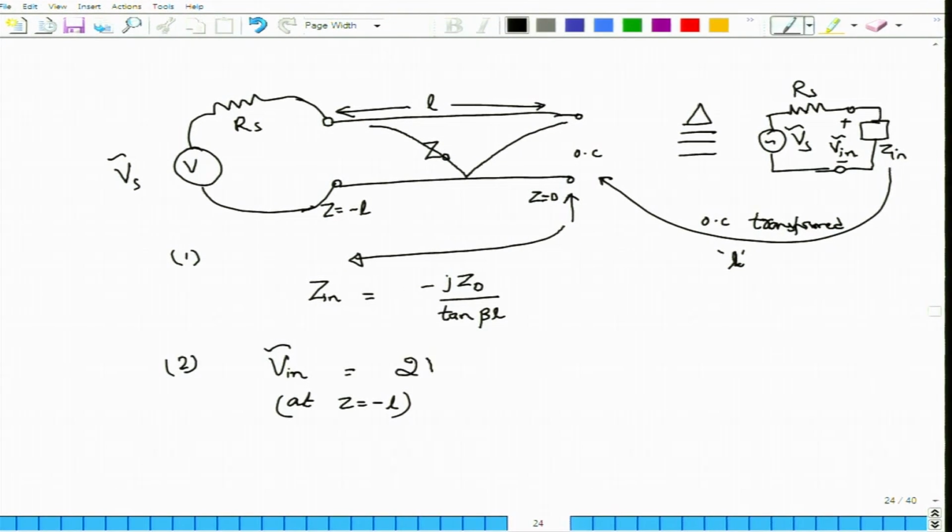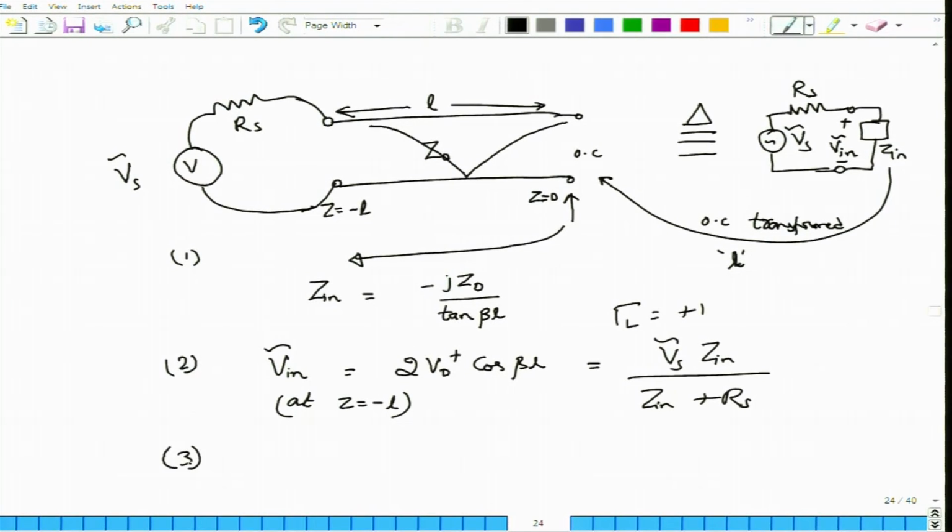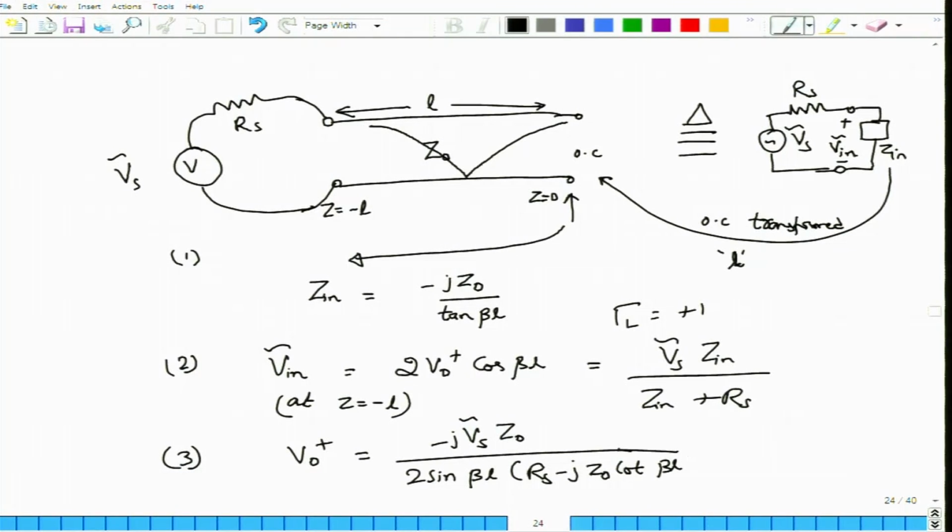So, this Vin is given by 2 V0 plus cos beta L. I hope you are not wondering why I got this expression. Here gamma L is equal to plus 1, gamma L being the load reflection coefficient. Now, equating the voltage Vin with the equivalent circuit, I get Vin equal to Vs bar Zin divided by Zin plus Rs, correct. You can solve this. I will leave this solution as an exercise for you to verify and get V0 plus as minus j Vs bar Z0 divided by 2 sin beta L times Rs minus j Z0 cot beta L. Cot is nothing but 1 by tan. Now, this is an expression for V0 plus.